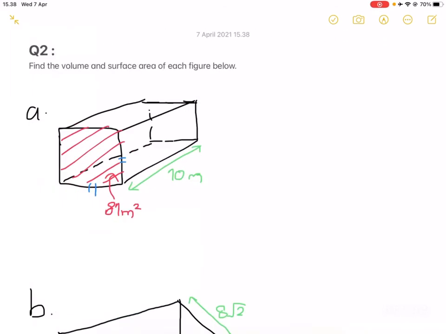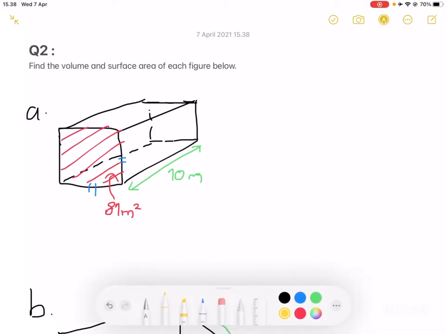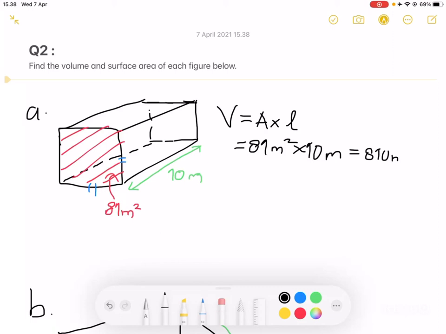Alright, we need to find the volume and surface area of each figure below. So for part A, it is a rectangular prism. Well, the volume is pretty simple, which is just the area of the base times the length of the extension, which will be simply 81 meters squared times 10 meters, which is 810 meters cubed.